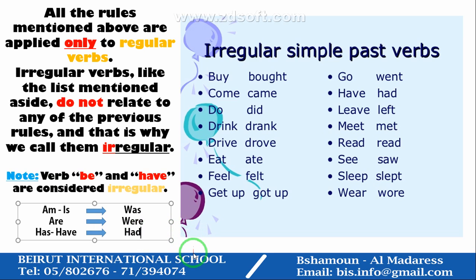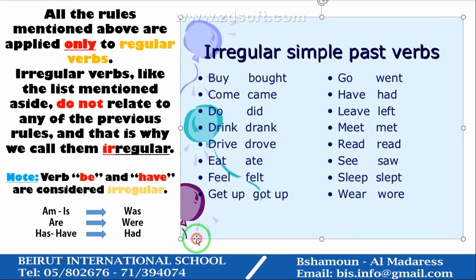So if in the present I will say I am eating, the next day it's going to be past, so I will say I was eating. They are playing today. Yesterday they were playing. She has a great hairstyle today. She had a great hairstyle yesterday. So verb be and have are considered irregular, as we said, because the whole word changes.